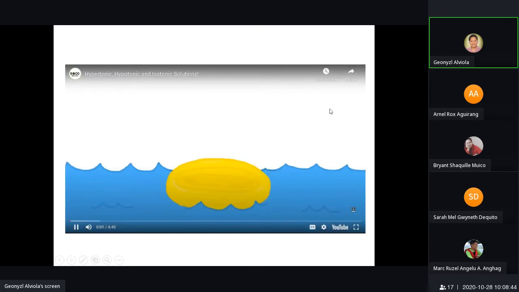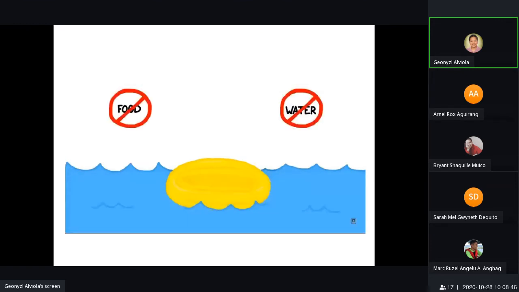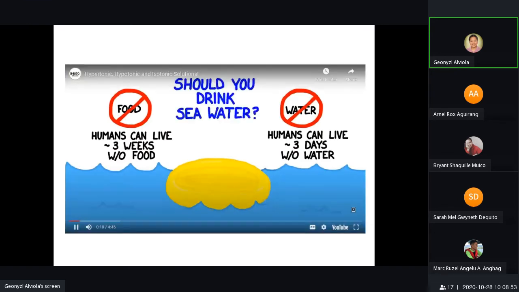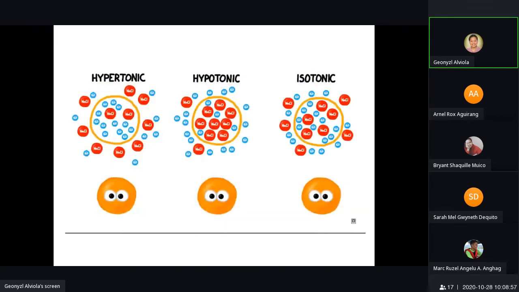Imagine that you're stranded on a raft in the middle of the ocean. You don't have any emergency food or water, but you also know that humans can only survive about 3 days without fluids. Should you drink seawater or not? Stick with us. We're going to find out and also review hypertonic, hypotonic, isotonic solutions along the way.